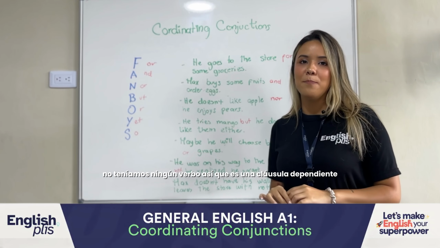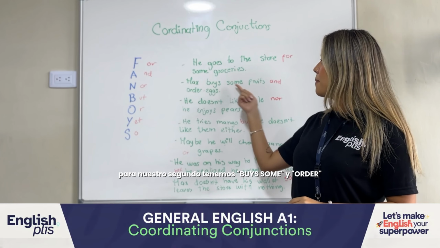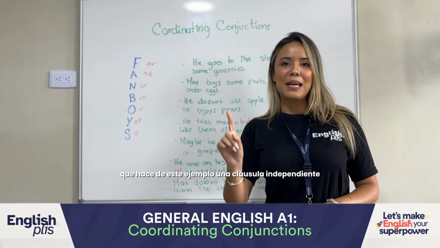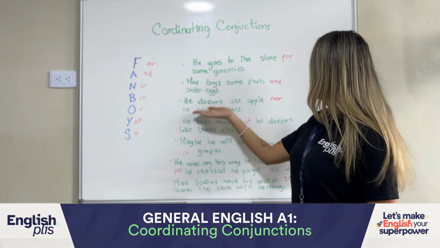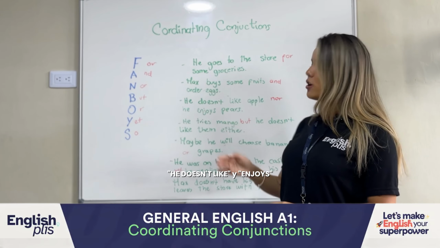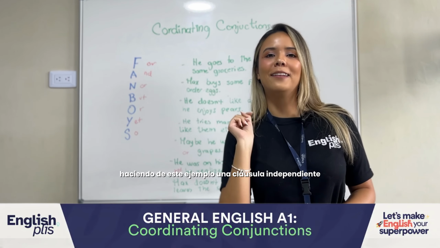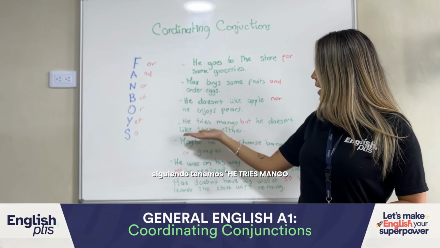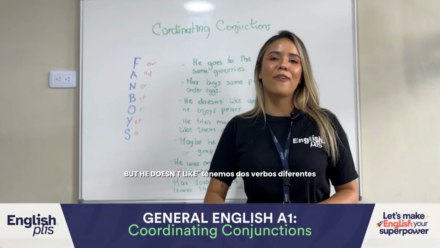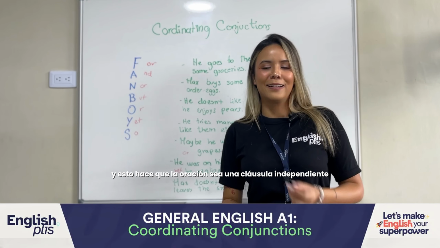We didn't have any verb, so it's a dependent clause. For our second one, we have buys and order. We have two verbs that make this example an independent clause. For the next one that we have, he doesn't like and enjoys. So we have two verbs making this example an independent clause. Moving on, we have he tries mango, but he doesn't like. We have two different verbs, and this makes the sentence an independent clause.